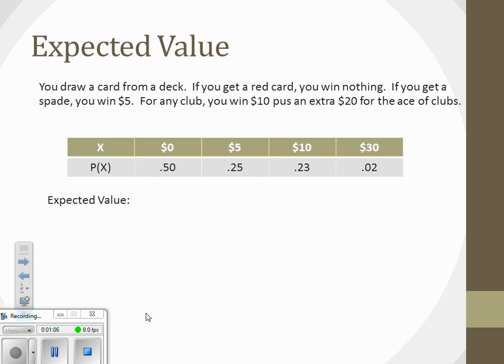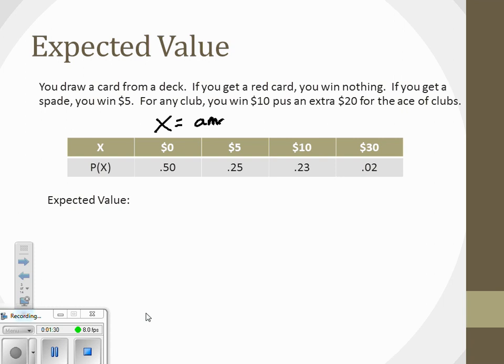So let's take a quick look at this particular example. You draw a card from a deck. If you get a red card, you don't win anything. So half the cards, you win nothing. If you get a spade, you win $5. And then for any club, you win $10. In addition to that, you get $20 for the ace of clubs. So here's the probability distribution for the random variable x.